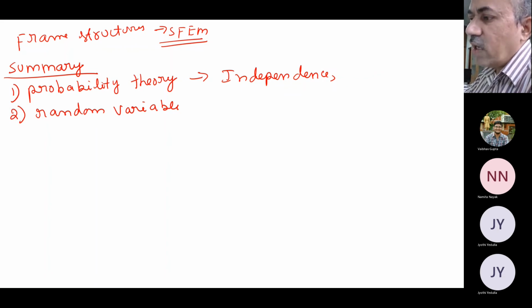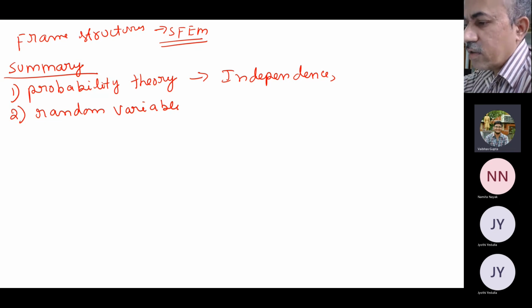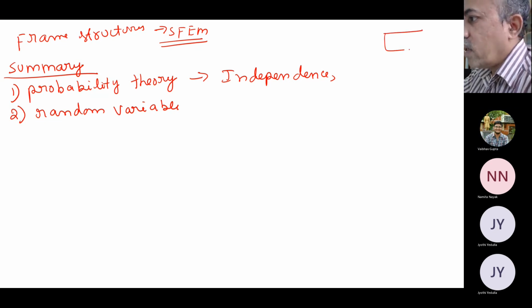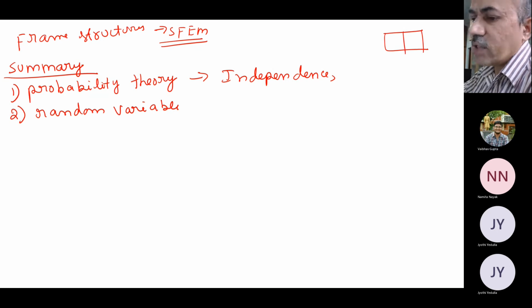Okay, so if it is independence, the probability of A intersection B will be the probability of A times the probability of B. Suppose A and B are mutually exclusive, the probability of their intersection will be zero. The intersection will be a null set. There is no overlap actually. Okay, so this is what we call mutually exclusive.